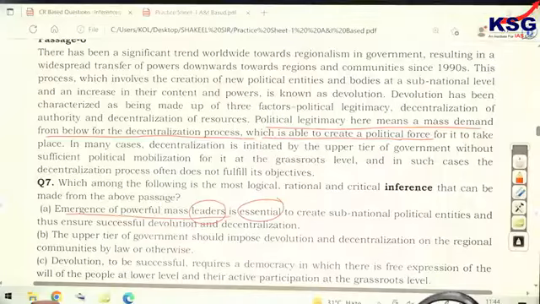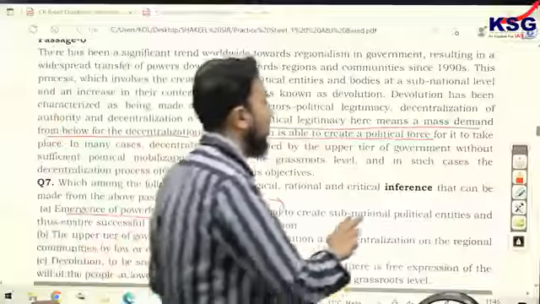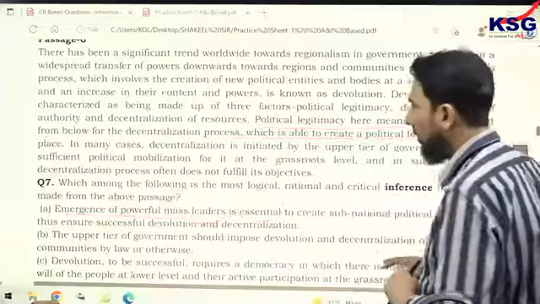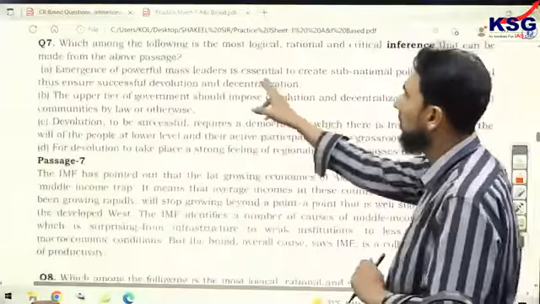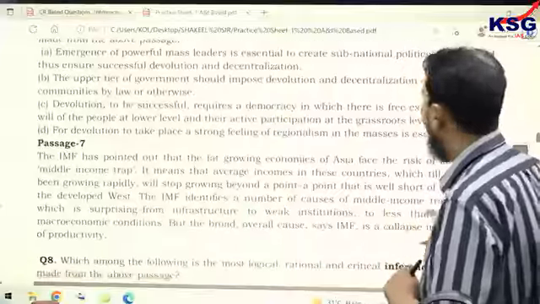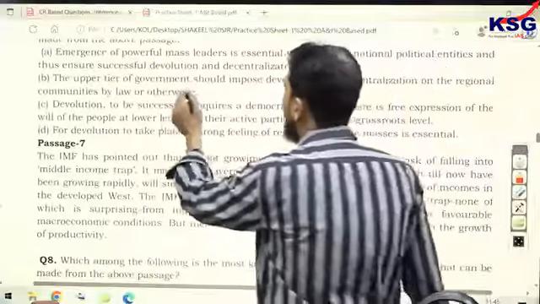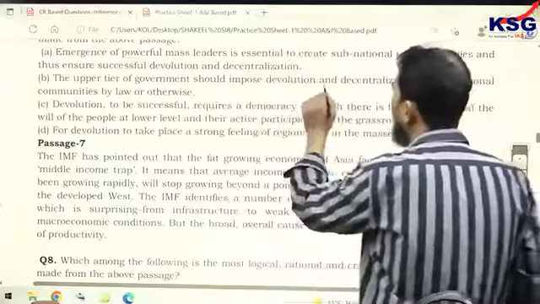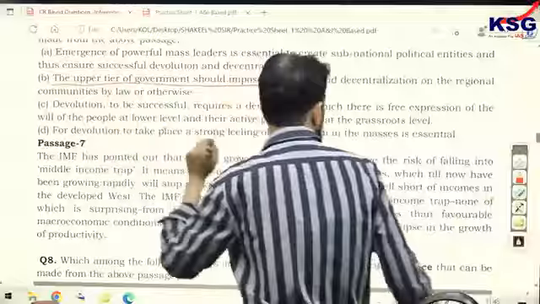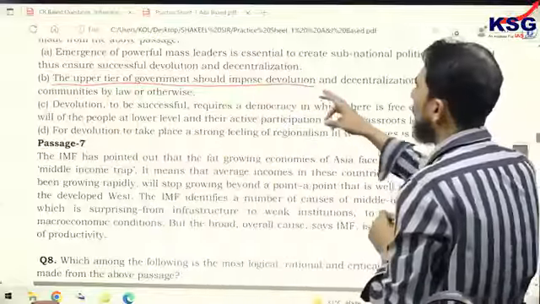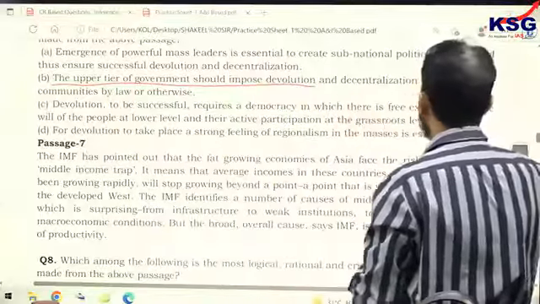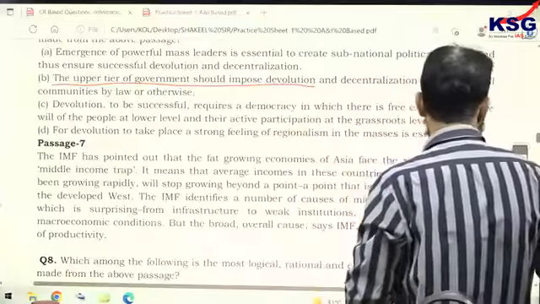So option A, actually, the examiner has played with the words and changed it. The word essential makes it incorrect. Option B says the upper tier of government should impose devolution and decentralization on the regional communities by law or otherwise. This is going against the passage.